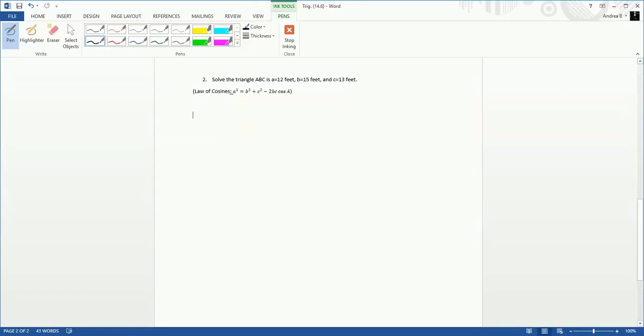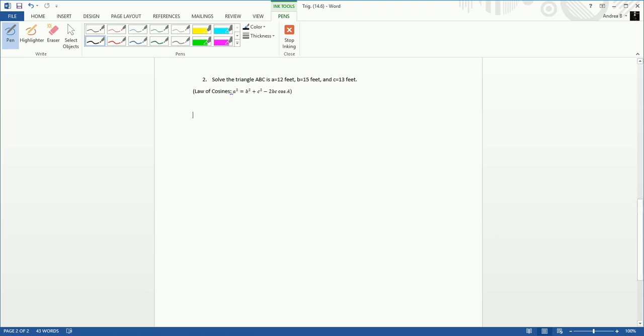Alright, for this one, we're going to do the law of cosines now. We just did law of sines in the first part of the video. So here, we want to solve triangle ABC. We have side a is 12 feet, side b is 15 feet, and side c is 13 feet. I didn't include the picture of the triangle.